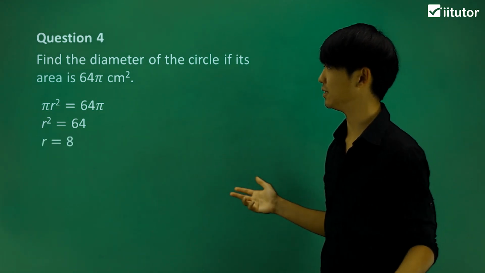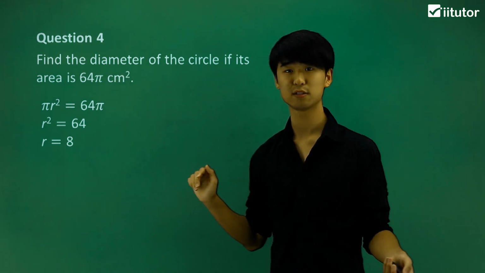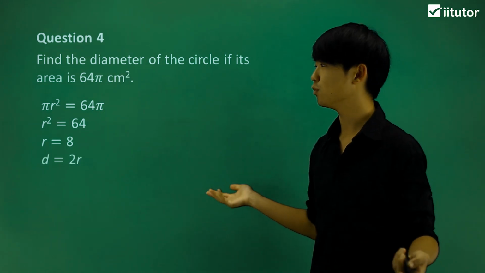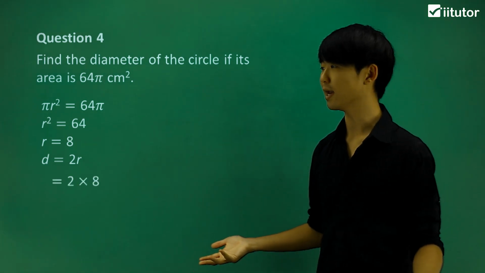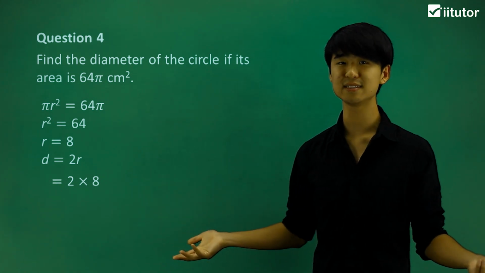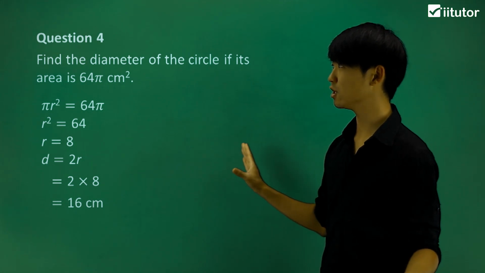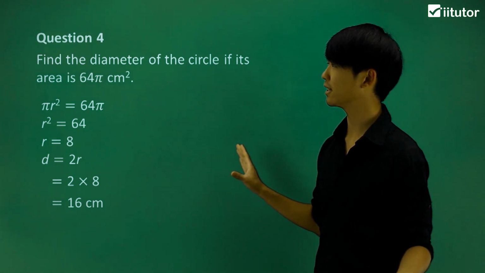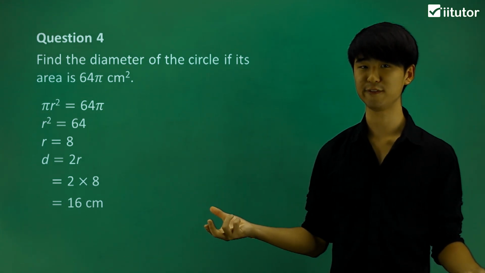So 8 centimeters. Now is that the answer? No, we found the radius, but they want us to find the diameter. We know diameter is 2 multiplied by r. Oh, sorry, we know r is 8, so 2 multiplied by 8, then my diameter of this circle is 16 centimeters. I guess it's very important for us to read the question and make sure we're answering what they're looking for.